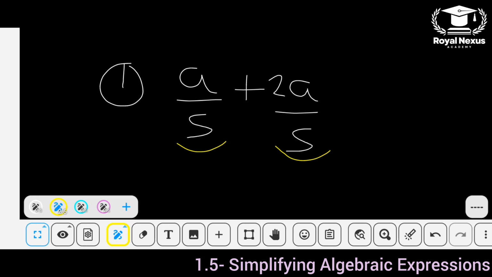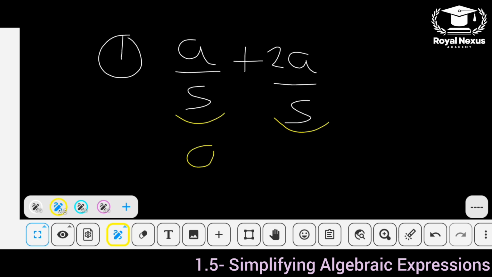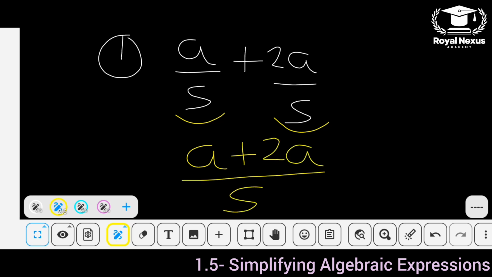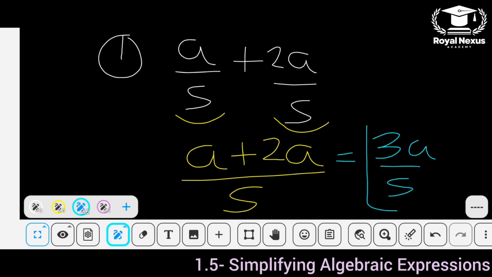So it will be a plus 2a upon 5. Here I have just taken a common denominator, that is 5. No need to write 5 and 5 two times under the two different fractions. You can just take 5 as a common denominator. So it will be a plus 2a upon 5. So the answer will be a plus 2a, which is 3a over 5. So this is the answer to this question.